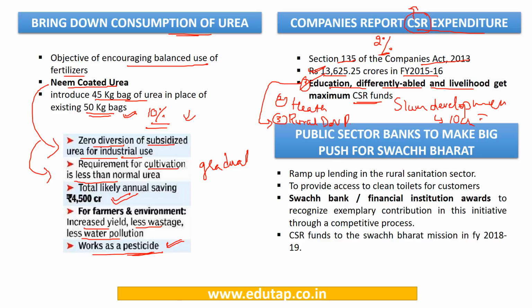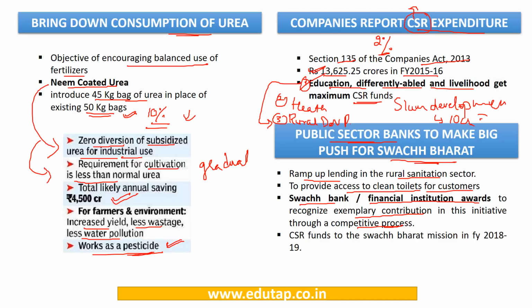Next, we have certain initiatives taken by the public sector banks to further the mission of Swachh Bharat. These include: the public sector banks have been asked to ramp up lending for the rural sanitation sector. Next, they have been asked to provide access to clean toilets for customers across all the branches in the country. The next initiative taken is the Swachh Bank or Financial Institution Awards. This is basically to recognize exemplary contribution in the sanitation sector, and this will be done via a competitive process.